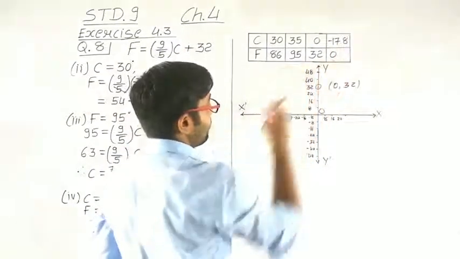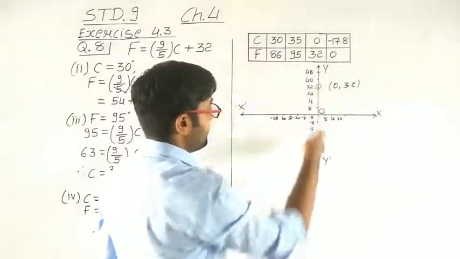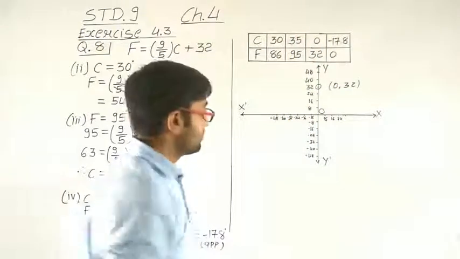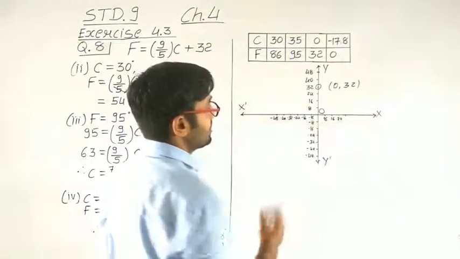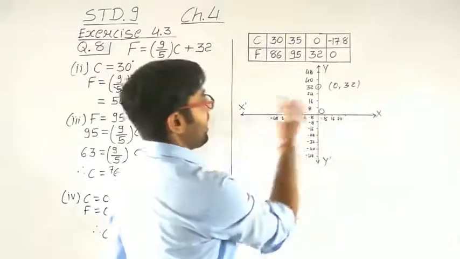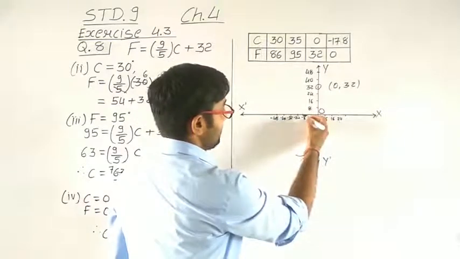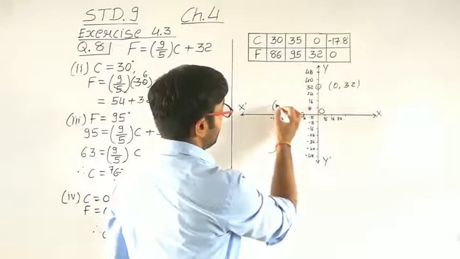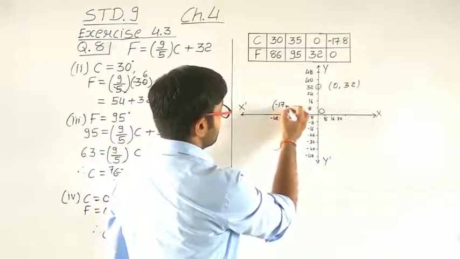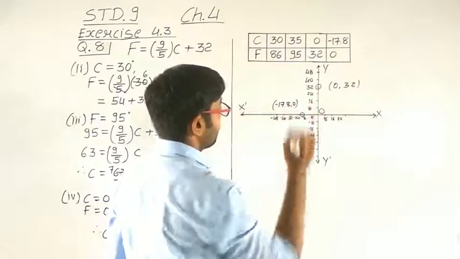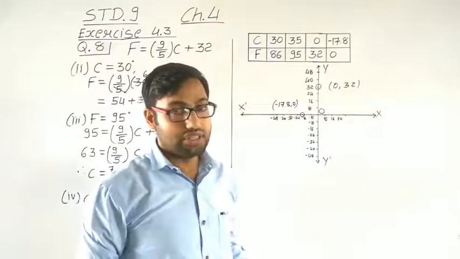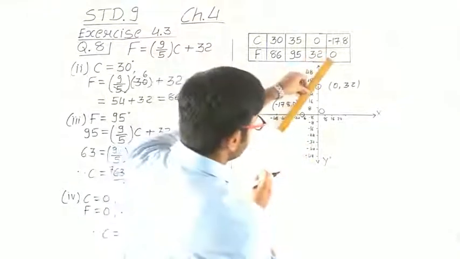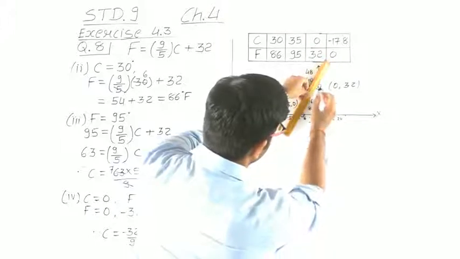So when Fahrenheit is 0, Fahrenheit means y is 0, then the value of x, that is Celsius, is minus 17.8. So see, here we have 16 but not 17. So this point we get after 16, somewhere here. So consider this point as (minus 17.8, 0). So a minimum of 2 points are required to draw the graph. Now when we join these 2 points, we get a linear graph.